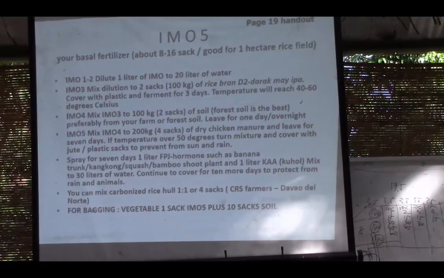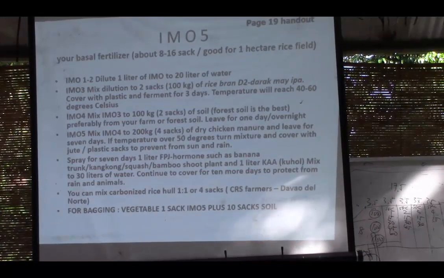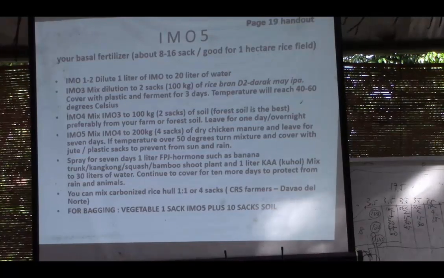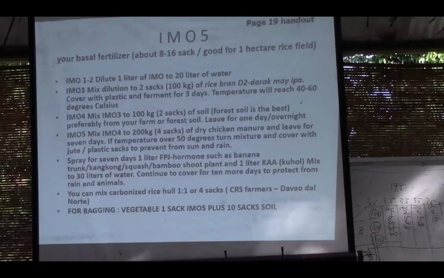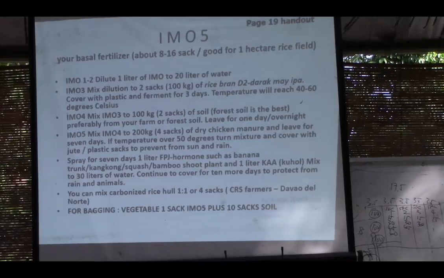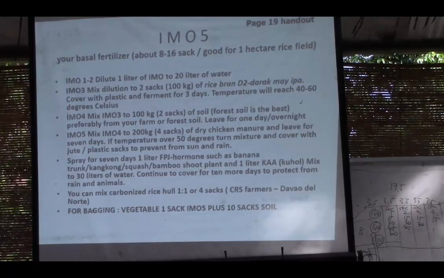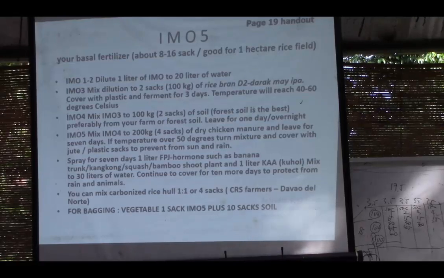What is rice bran D2? The rice bran has D1 and D2. Now, what is D1? What is D2? D1 is like powder milk, very fine. This is what we call tiki-tiki.